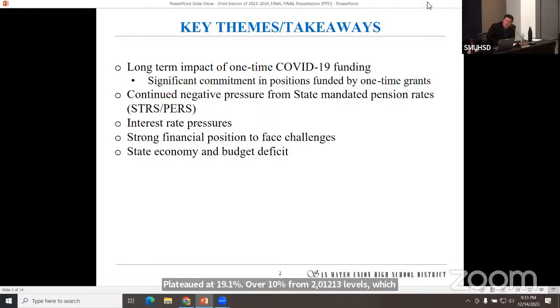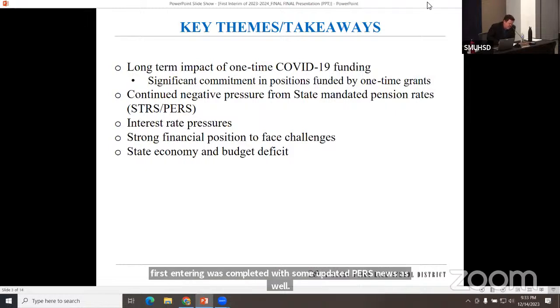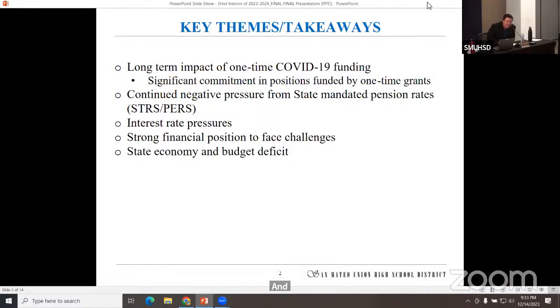PERS continues to increase. And we've actually gotten new news since the first interim was completed with some updated PERS news as well. And no surprise, they continue the current projection of increasing rates in the out years. We look at interest rate pressures. I don't know if you guys saw the Fed today. They actually kept interest rates the same. So we're hoping that potentially some of those interest rate pressures will be alleviated.